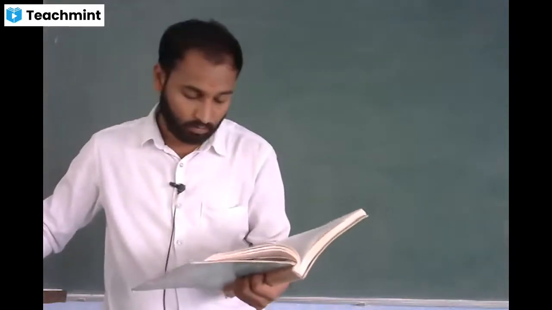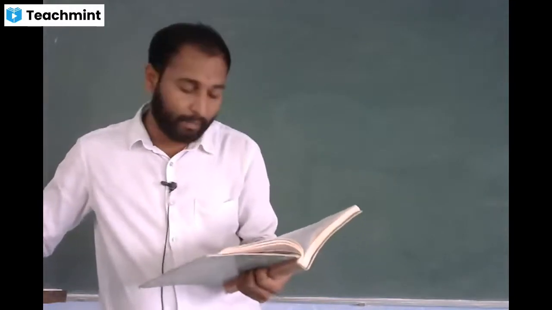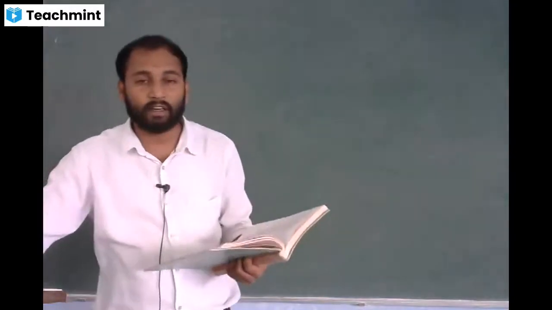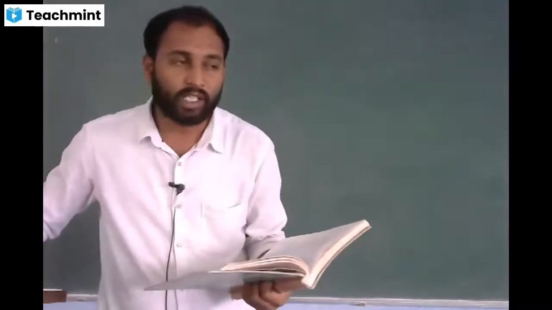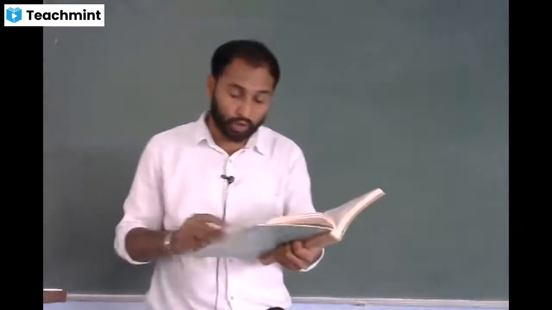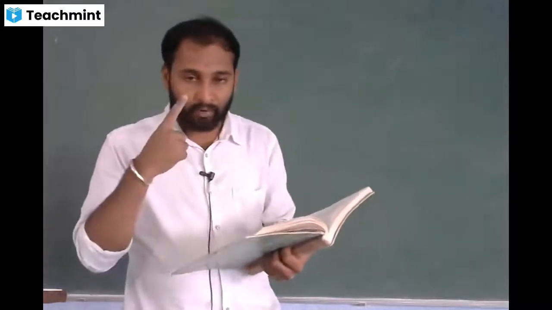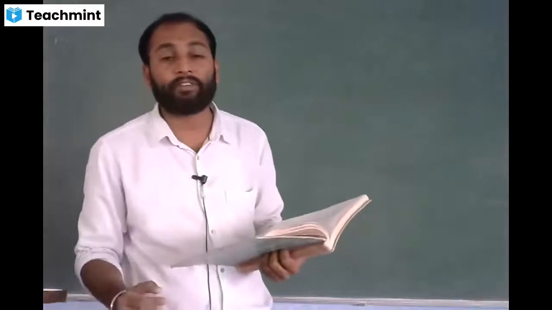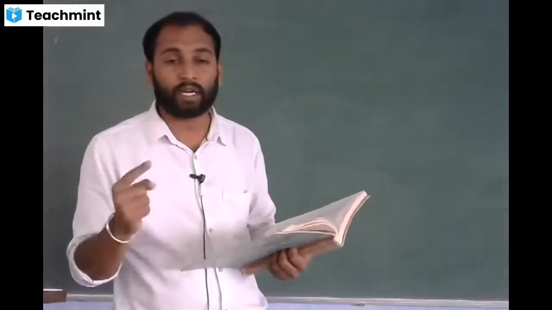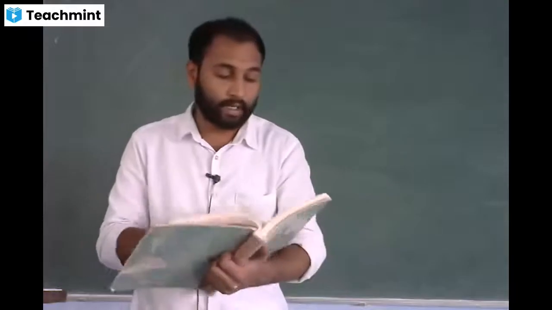Accommodation, sir. What is meant by accommodation? The ability of eye lens to adjust its focal length, we call it as accommodation. So the question here is, the human eye can focus objects which are placed at different distances by adjusting its focal length. So this is what we call accommodation. Okay, next question.